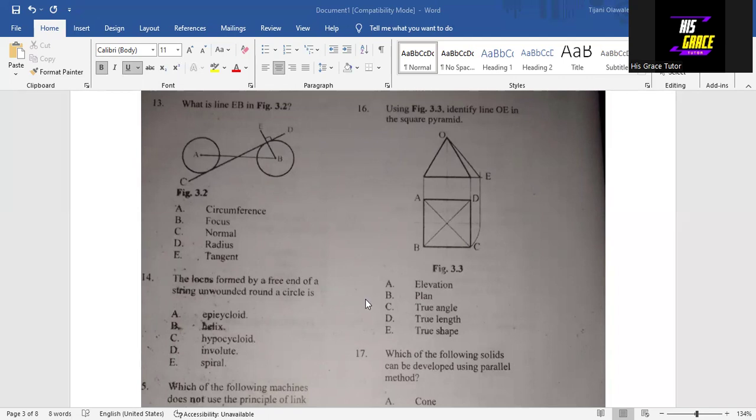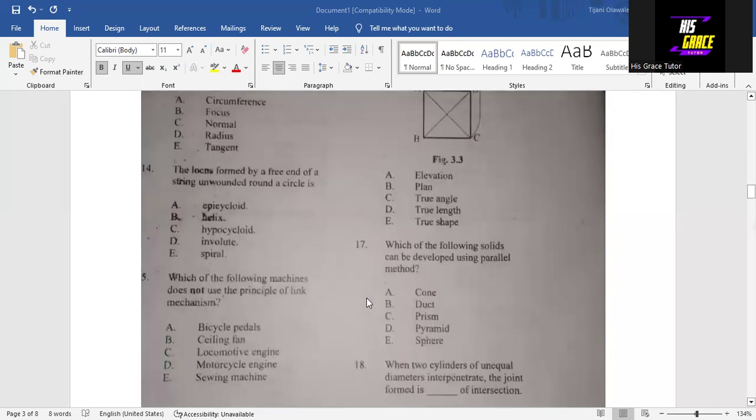Then question 14. The locus formed by a free end of a string unwound around a circle is an involute. That is option D, the answer to that question. Involute is the answer. Choose option D for that.